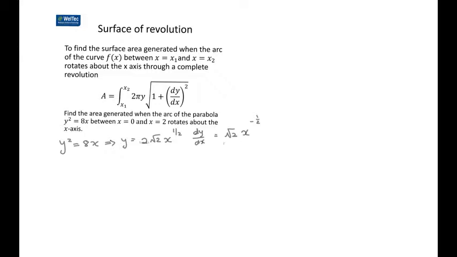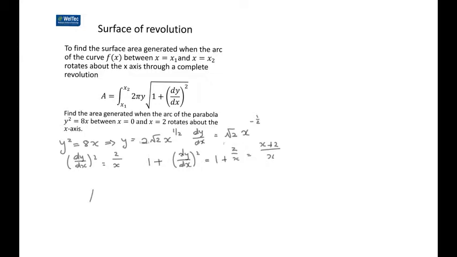And we need to square that, so that would be 2 over x. We also need to find 1 plus the derivative squared, so that would be 1 plus 2 over x, which we could rewrite as x plus 2 over x. So now we're ready to use the formula.